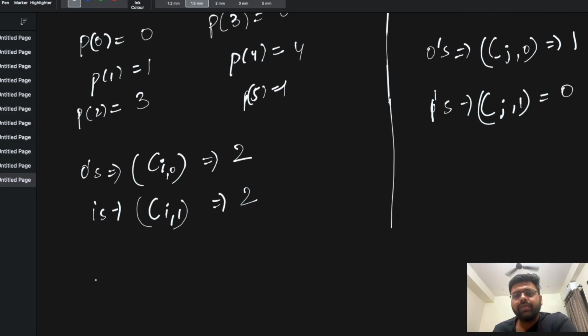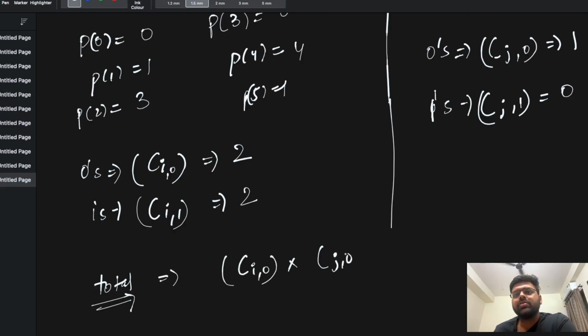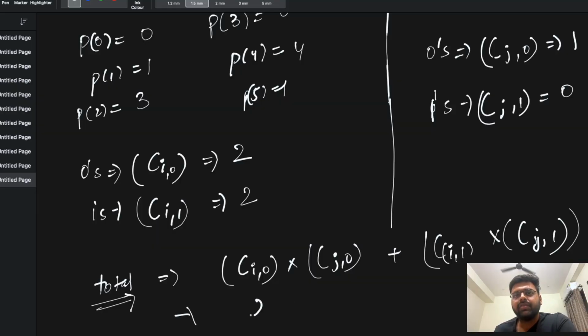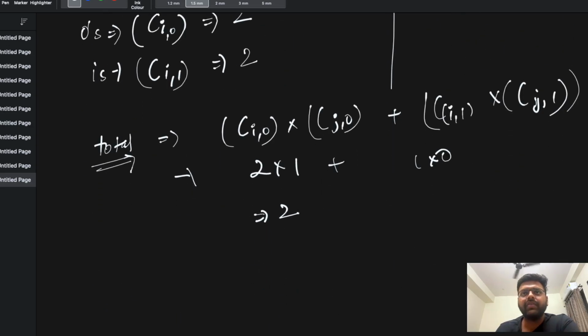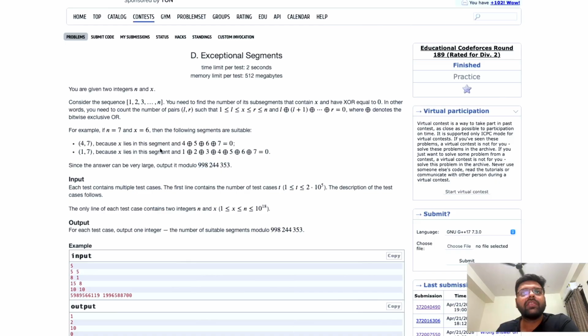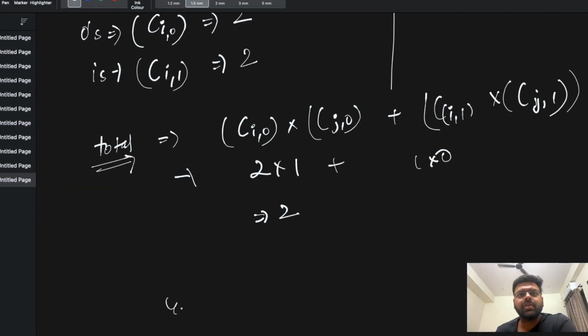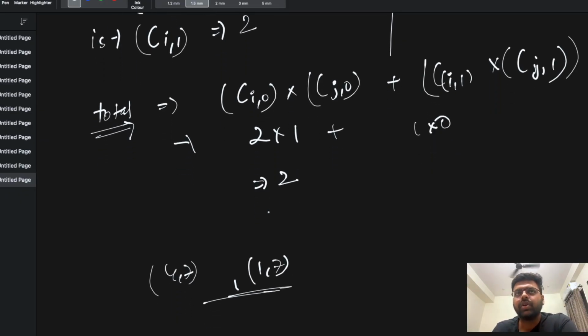So now if I need to find the total, what is the total count? It would simply be c of i of 0 times c of j of 0 plus c of i of 1 times c of j of 1. It would simply be 2 times 1 plus 1 times 0. This would be 2. We can check here as well in the given statement: two segments are possible, 4 to 7 and 1 to 7. So this is how we are actually solving this problem.